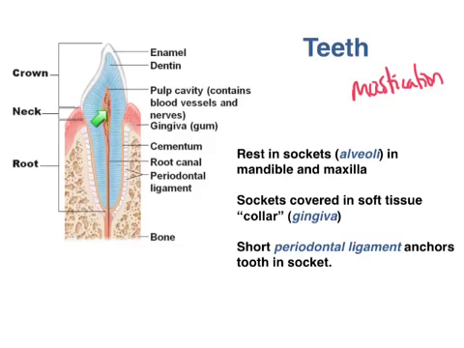Inside the dentin, you have the pulp cavity with blood vessels and nerves running up, and then the whole tooth sits in a socket called an alveolus, plural alveoli, in your jawbone, your mandible or your maxilla. And there is a very short ligament called the periodontal ligament that holds each tooth in place. And then you have a gingival collar of soft tissue, basically your gum, that acts like a secondary anchor.